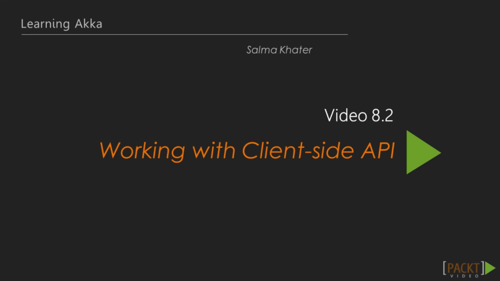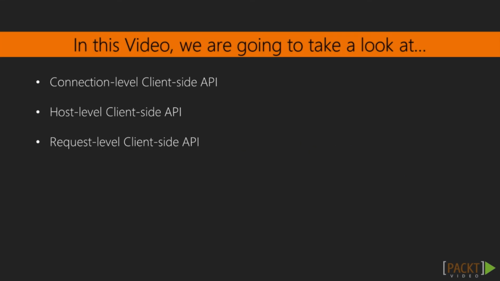Welcome to the second video in Section 8, Working with Client-Side API. In the previous video, we were introduced to the Akka HTTP module, and we discussed its structure. In this video, we will take a look at different levels of the client-side API: connection level, host level, request level. All functionality of the client side is implemented in the Akka HTTP Core module.